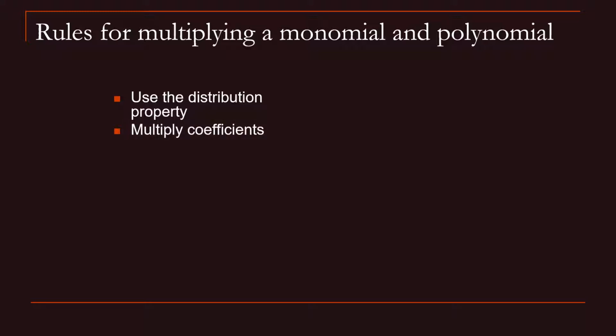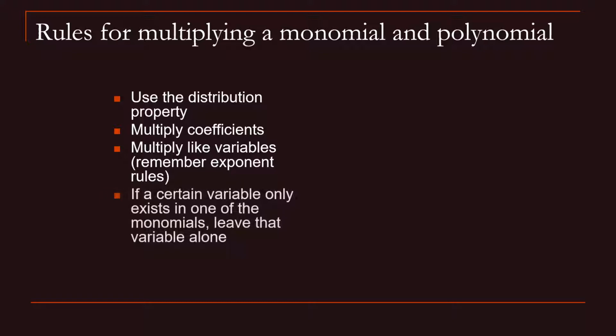You want to multiply your coefficients. Then you want to multiply any variables that are alike. You need to remember your exponent rules from chapter 7. If any variable only exists in one of the monomials, you should leave that variable alone.